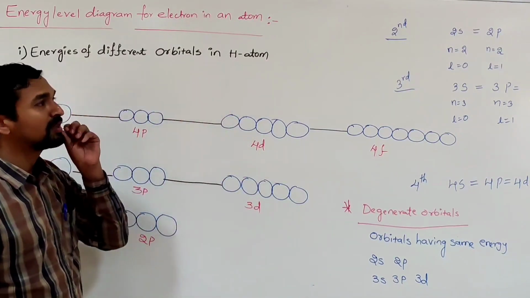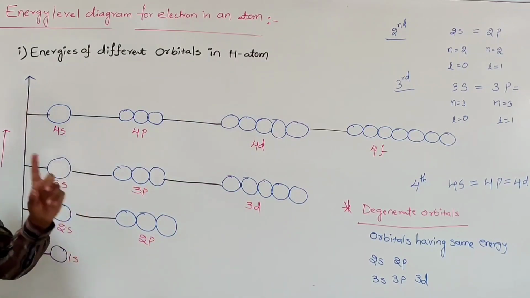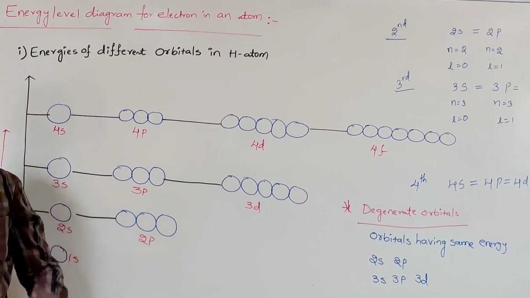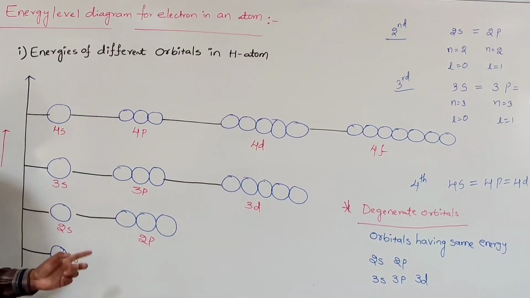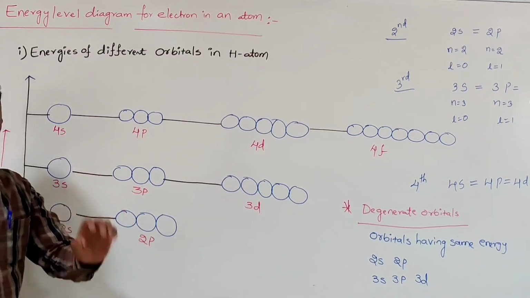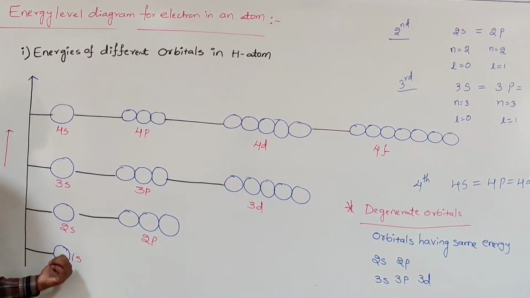Then comes the hydrogen atom. What is the case here? A hydrogen atom consists of only one electron. Definitely, the electron always goes to the orbital which has the lowest energy among the different subshells. So which subshell has the lowest energy? 1s. So the electron is present in the 1s subshell.